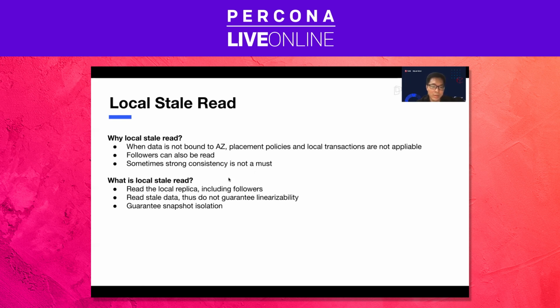So what is local stale read? It simply means reading the local replica, including followers. Since the data on followers might be stale, it reads stale data and does not guarantee linearizability. However, it still guarantees snapshot isolation, which is the key point we'll describe later.